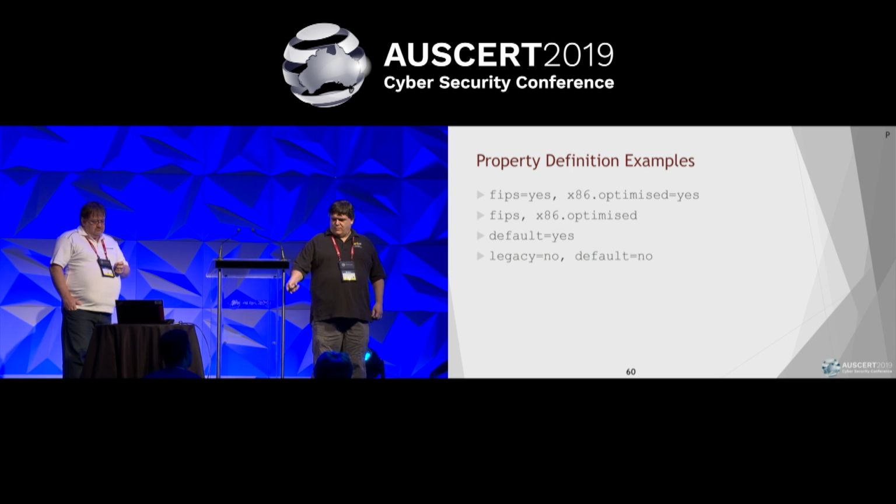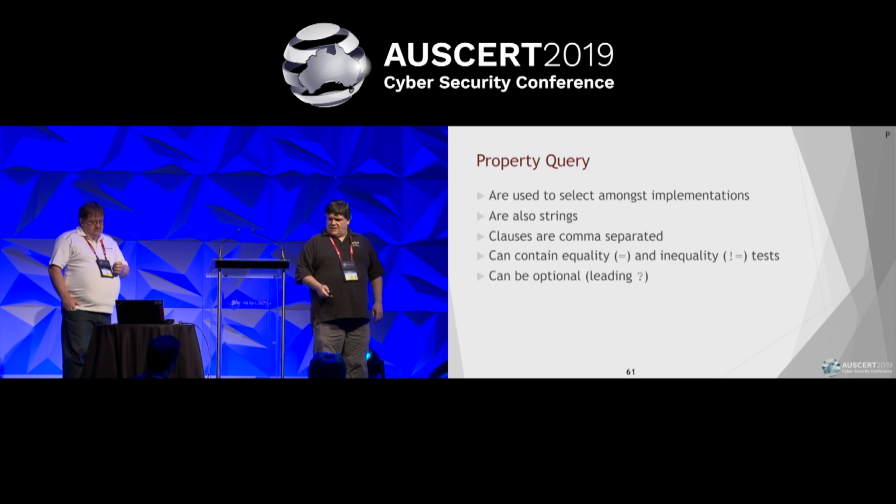A couple of examples. The top one is saying, I want FIPS, I want whatever that x86.optimized is. The second line is actually saying the same thing, because if you leave out the equals yes and just have a name, the equals yes is assumed. So we've got a shortcut for saying I want it, no shortcut for saying I don't. Queries, again strings, comma separated.